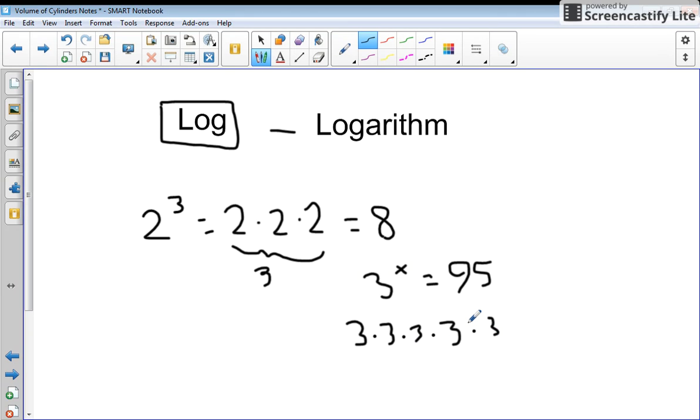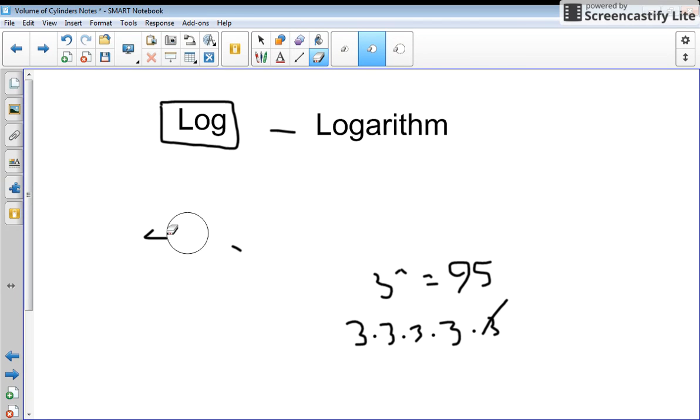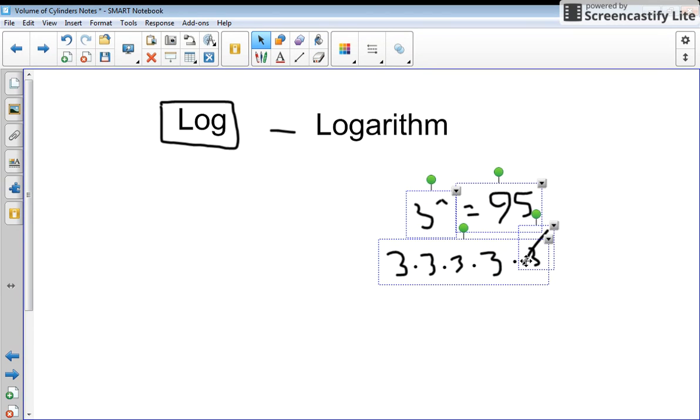And then, after you've passed 95, you know that it has to be that number before plus maybe some kind of fraction. And so it can be tough to do it that way. And there's an easier way to do that. And that's where logarithms come in. And a logarithm is just basically another notation to write exponents.